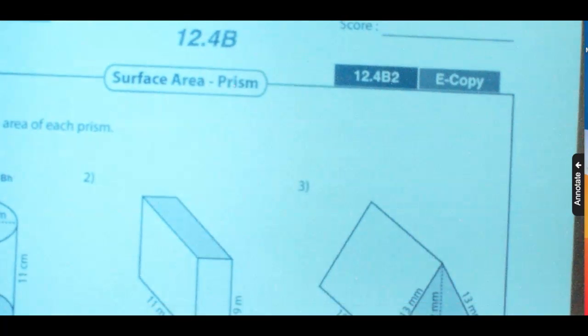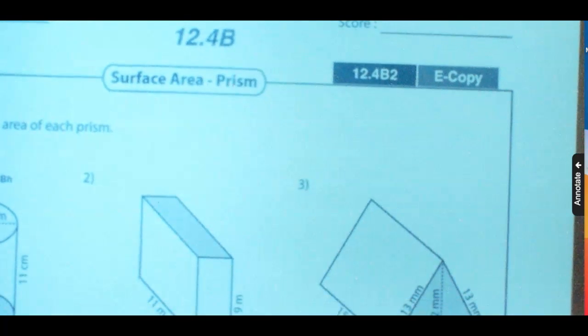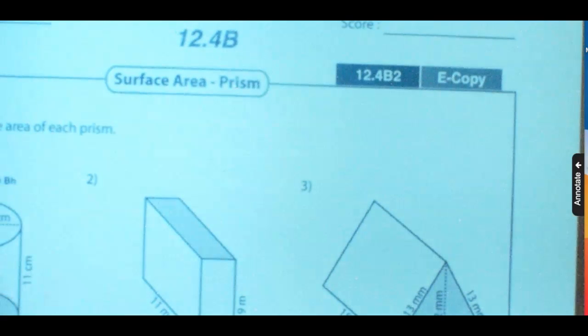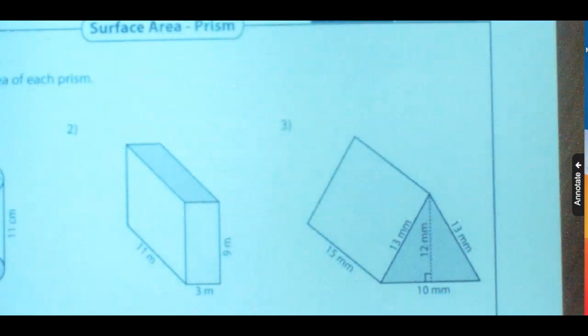Hello, this is a tutorial on 12.4b2. We're finding the surface area of prisms. I'm going to do 3 problems.